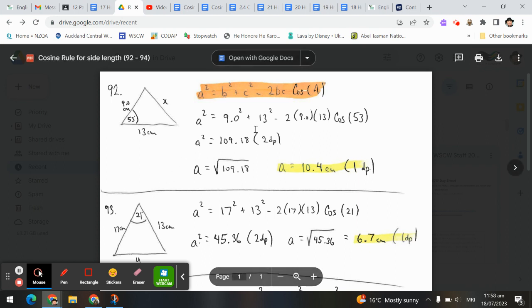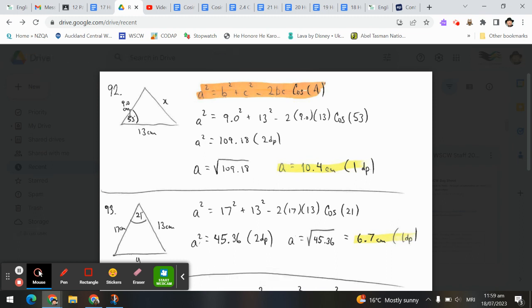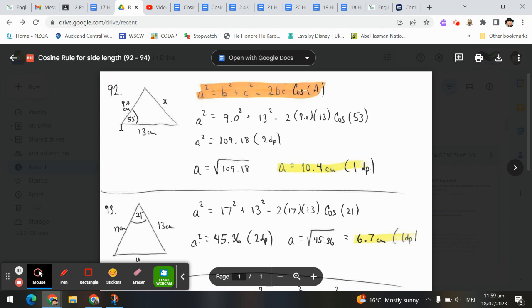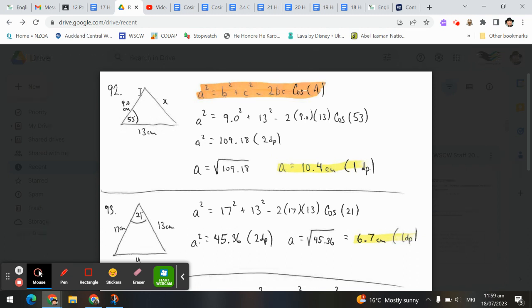Now, the important thing to remember when you're finding the length of the side using the cosine rule is that the side you're trying to find must be across from an angle that you know, and that angle must be in between the other two known side lengths.